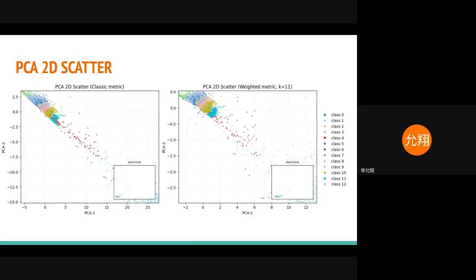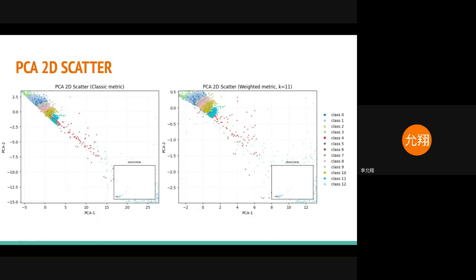As you can see from the lower right, the overview is really big, and there are some parts that have many dots, but we can't see them. So we have to make it bigger to see what it looks like. And so the way the metric changes the relationship in feature space.